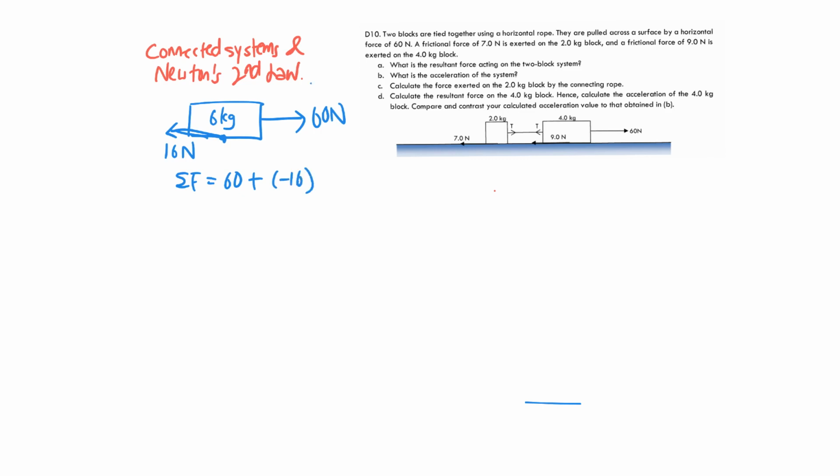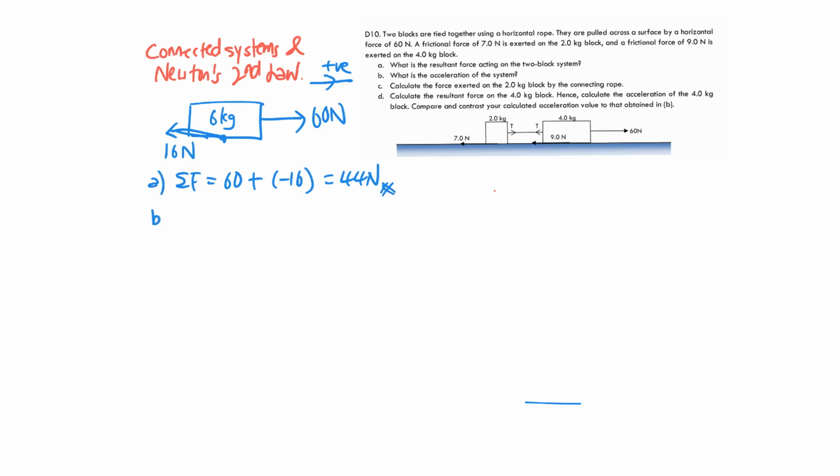We must remember to define a direction to be positive. So I'll take right to be positive. And we'll get 44 Newton as the net force on the system.